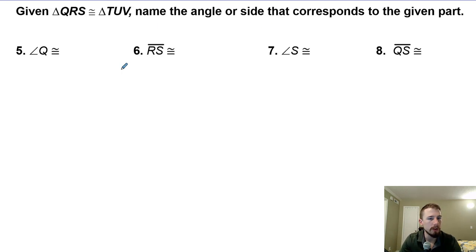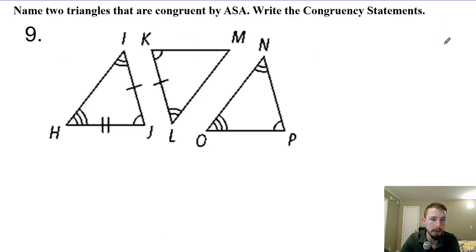Given the congruency statement for Q, R, S, again, packed in all of that is all the information we need for all six corresponding parts that are going to be congruent. Name an angle or side that corresponds with each one. So Q, the first one, is going to go with angle T, the first one. RS, the last two, goes with the last two, UV. Angle S, the last angle, goes with the last one, angle V. And then QS, the first and last, goes with side TV, the first and last, on the other part of the congruency statement. So easy stuff.